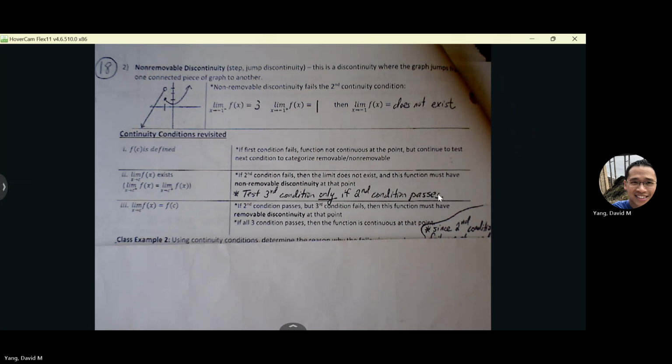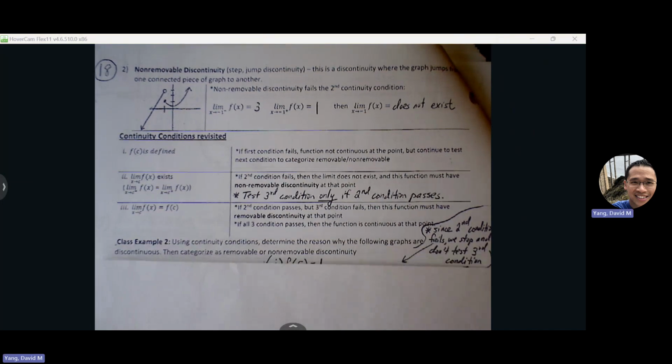So let's revisit details from each of the continuity statements, and then we can practice with piecewise functions and trying to determine if a function is continuous. If it's not continuous, then what type of discontinuity can we categorize our graph? So first condition. If the first condition fails, function is obviously not continuous, but we continue to the second condition because we still don't know what type of category of discontinuity we're dealing with. So no matter what happens with the first condition, we gather it and then we move on to the next condition.